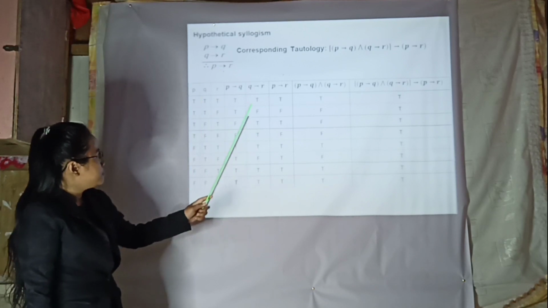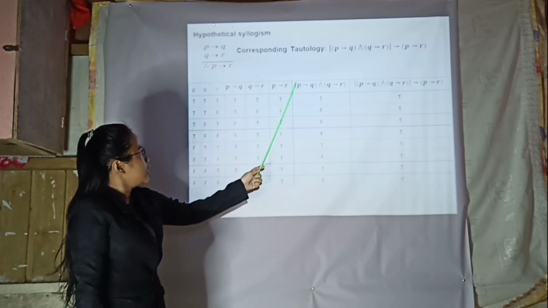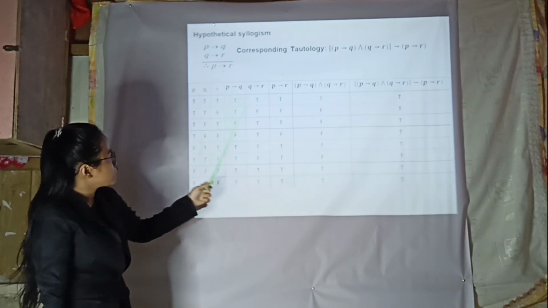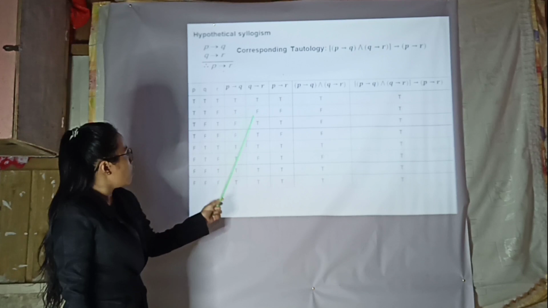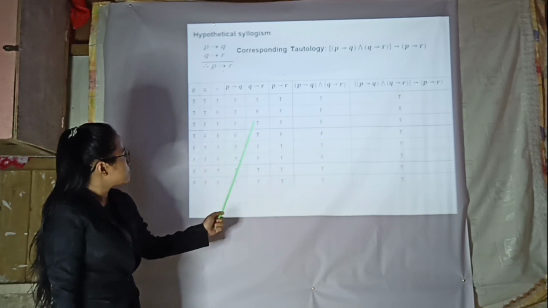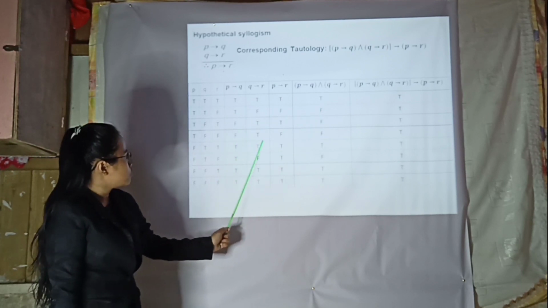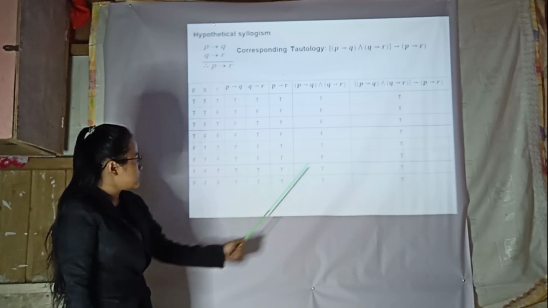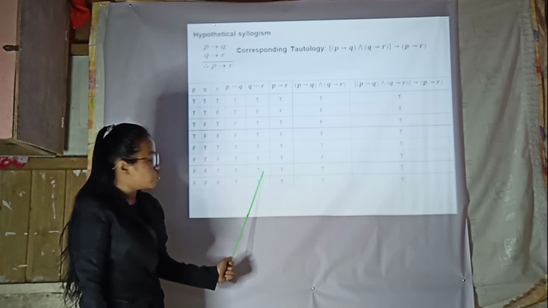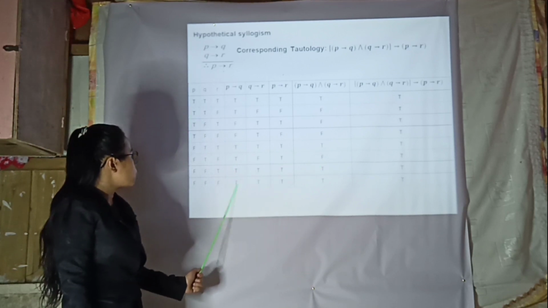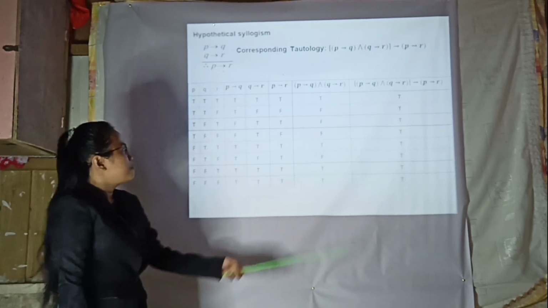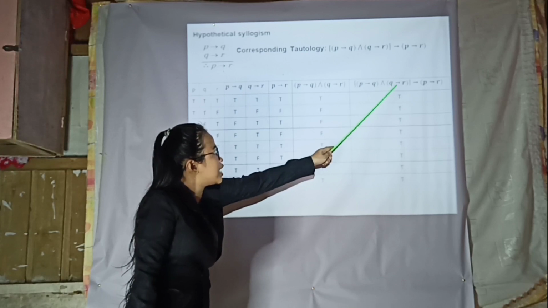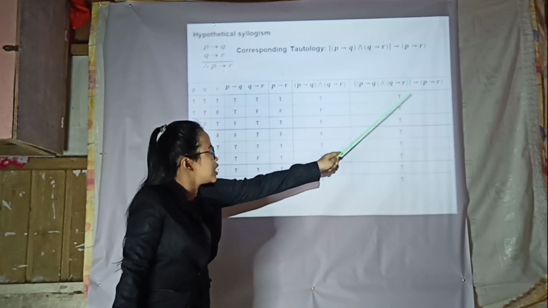So, if P then Q, and if Q then R. So, true, true, so true. True, false, so false. False, true, so false. False, true, so false. True, true is true. True, false is false. True, true is true. And true, true is true. So, if P then Q, and if Q then R implies if P then R.